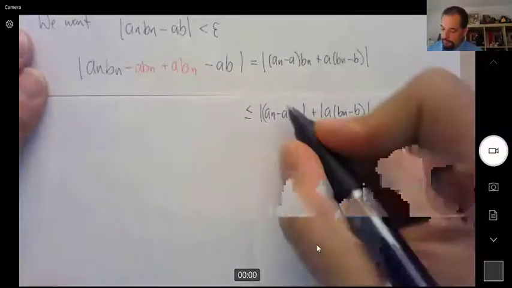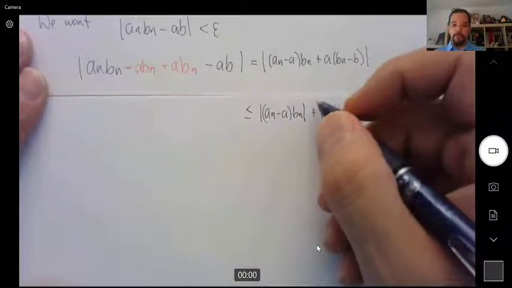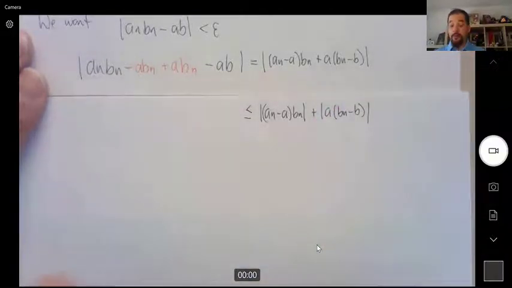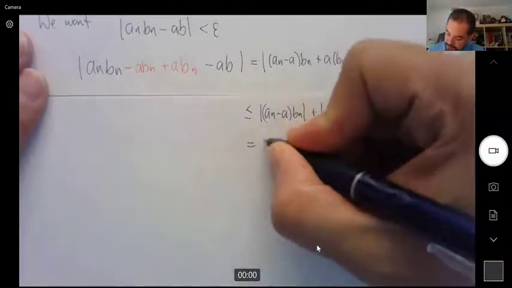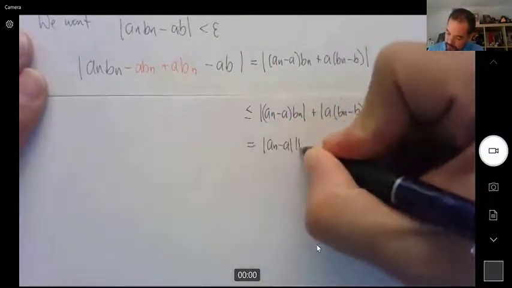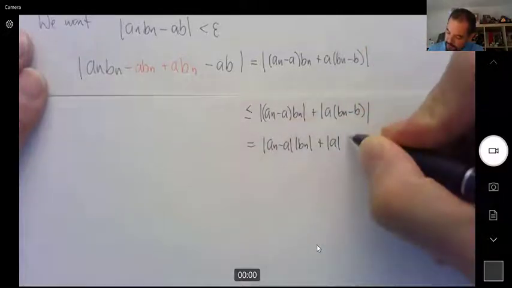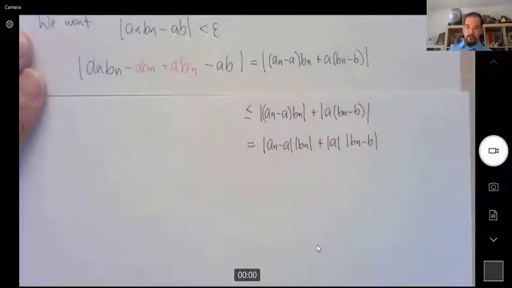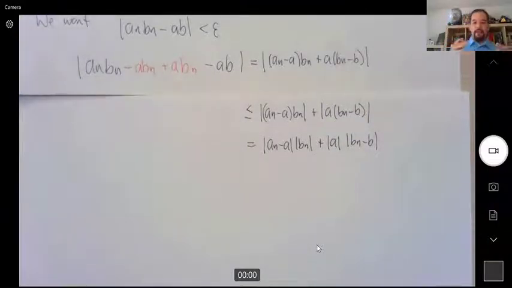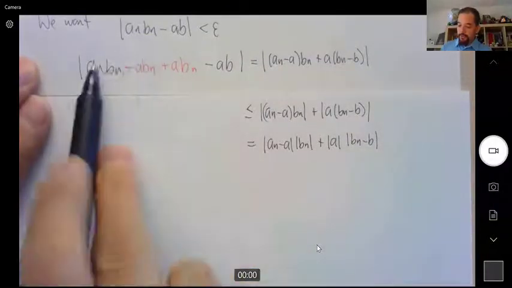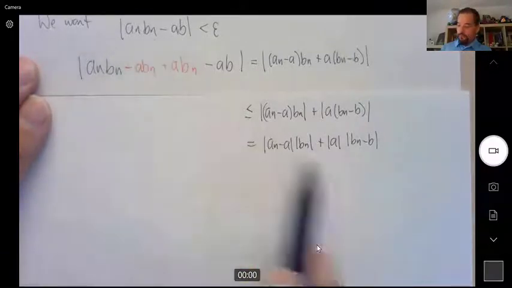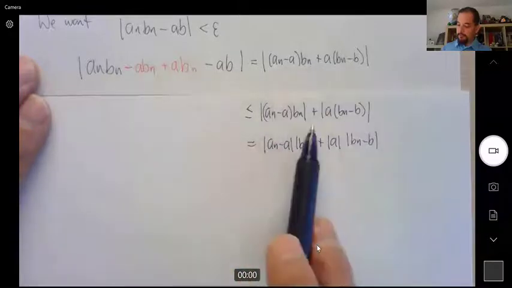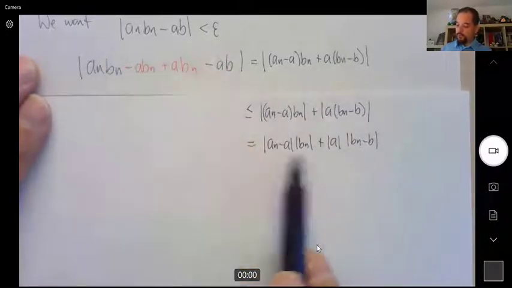And even more, the absolute value of a product is the product of the absolute values. That was on a homework in chapter 1. So this is actually the same as |AN minus A| times |BN| plus |A| times |BN minus B|. Okay, and now we are getting somewhere. Why? Because we want to control this expression over here, |AN BN minus AB|. And we now have that it is bounded above, so it's smaller than the sum of these 2.